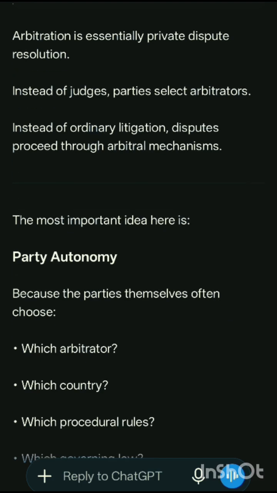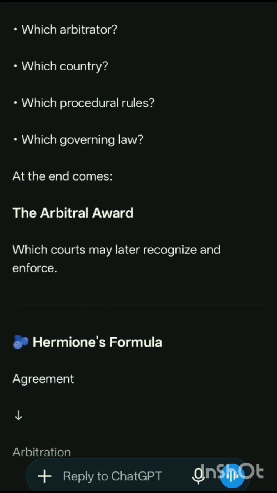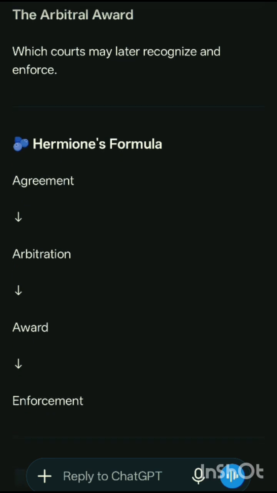The most important idea here is party autonomy, because the parties themselves often choose which arbitrator, which country, which procedural rules, which governing law. At the end comes the arbitral award, which courts may later recognise and enforce. Hermione's Formula: Agreement, Arbitration, Award, Enforcement.